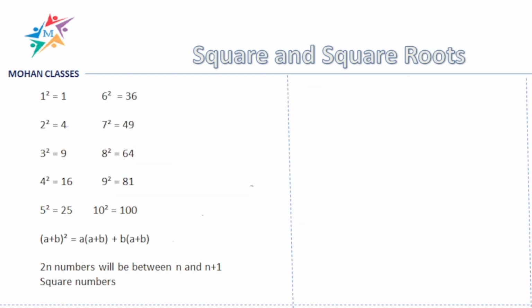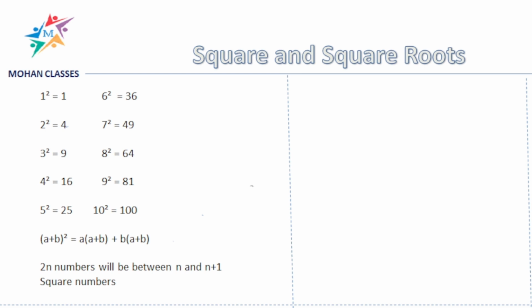Here, what is 1 square? 1 square is 1, 2 square is equal to 4, 3 square is equal to 9, 4 square is equal to 16, 5 square is equal to 25, 6 square is equal to 36, 7 square is equal to 49, 8 square is equal to 64, 9 square is equal to 81, and 10 square is equal to 100, right?